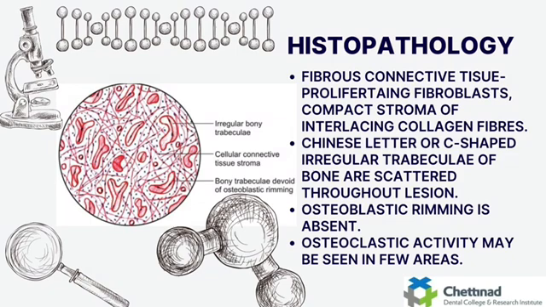Histopathology. Fibrous connective tissue consisting of proliferating fibroblasts, compact stroma of interlacing collagen fibers. Chinese letter or C-shaped irregular trabeculae of bone are scattered throughout the lesion. Osteoblastic rimming is absent. Osteoclastic activity may be seen in few areas.